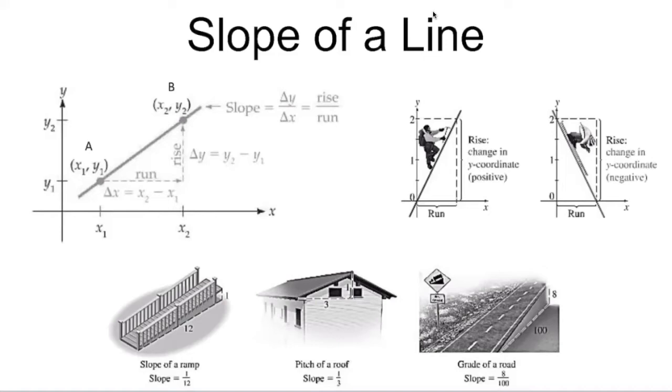And you can see below different applications of linear functions where they might talk about the slope of a ramp, or the pitch of a roof, or the grade of a road. Now, slope is often referred to also as the gradient. So that's interesting that that third example, the grade of a road, we often refer to slope as the gradient of a line as well.